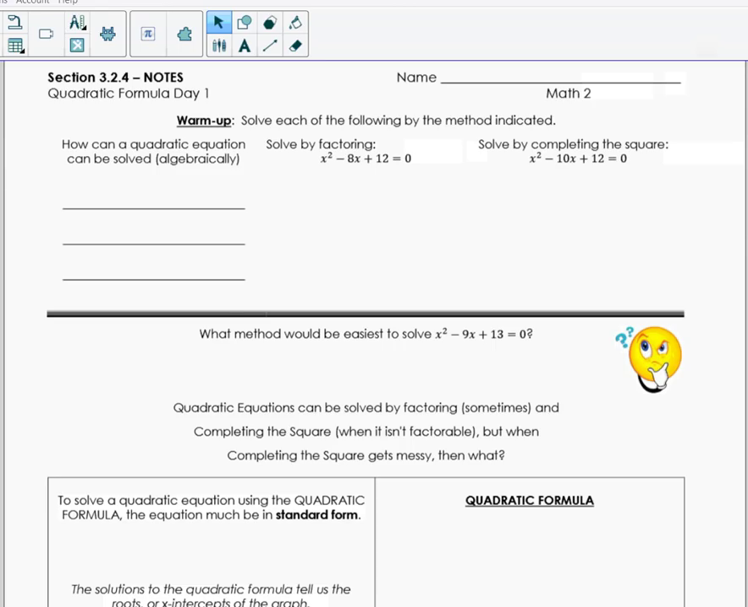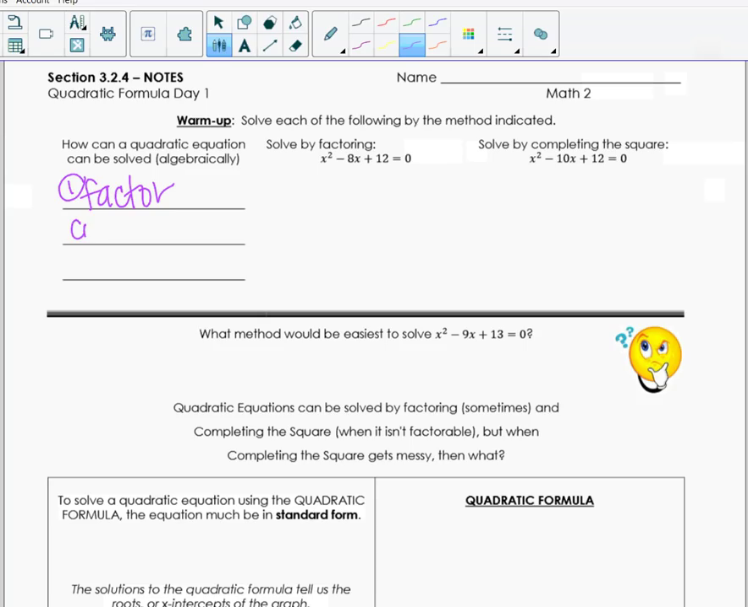Okay, so if you look at the warm-up, it says solve each by the method indicated. But the first thing we're going to talk about is how you can solve a quadratic equation. So we have now talked about a couple different ways. Obviously, we can factor it. I always usually try and factor first. And on Monday, we're going to talk more about when to use what. But I always try and factor first.